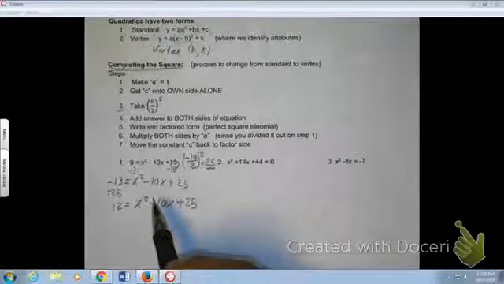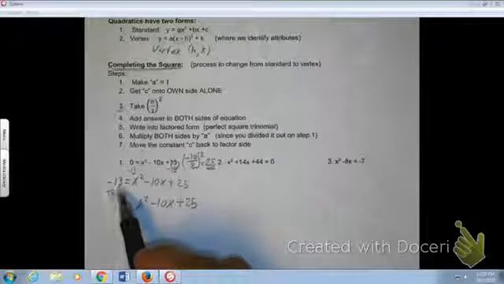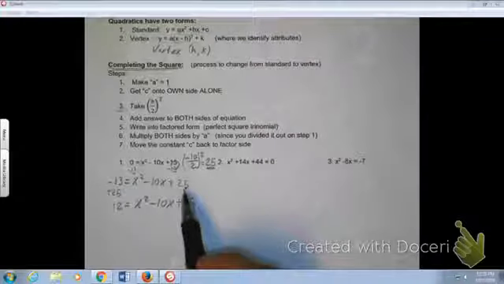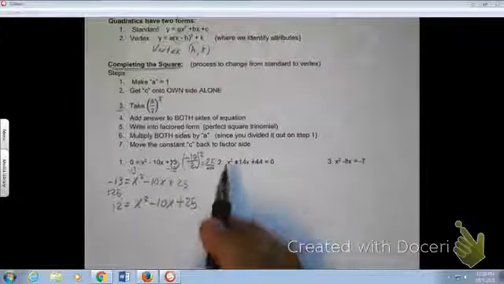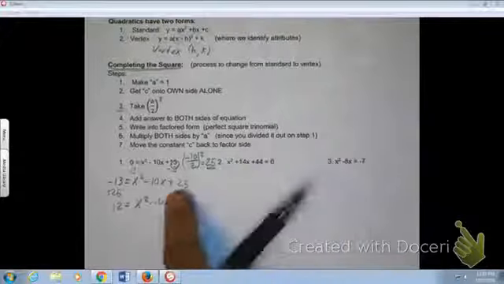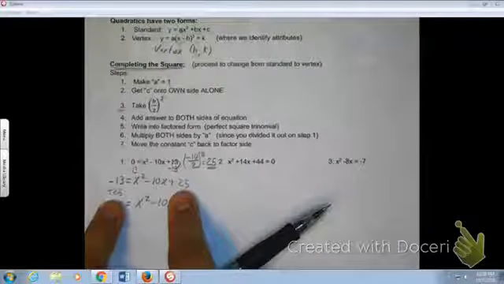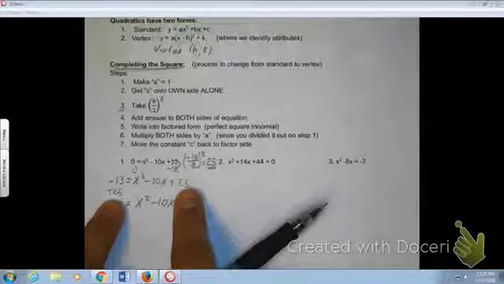Yeah. What do you mean? You cancel it if you're not bringing it over. No, we're not taking it over. We're just adding it to this side and to this other side. Okay. Because whatever we do to one side, we have to do to the other. So we add it to both sides.